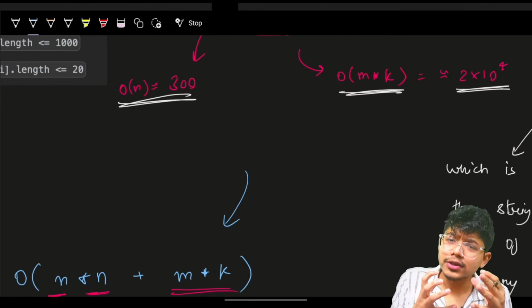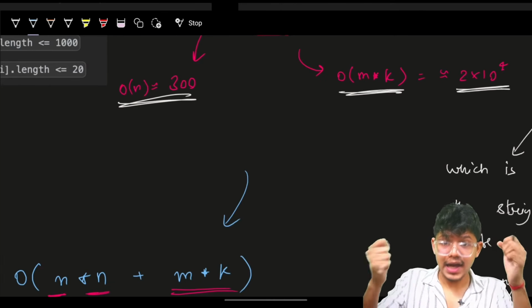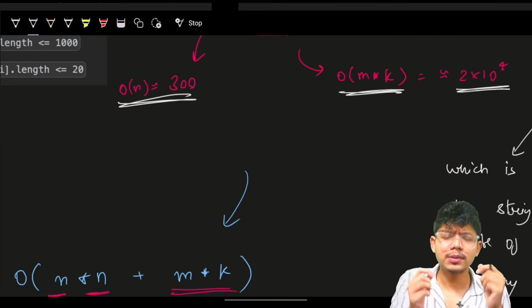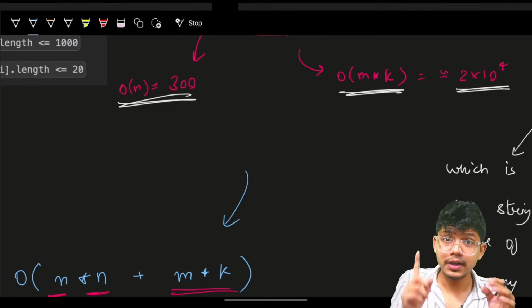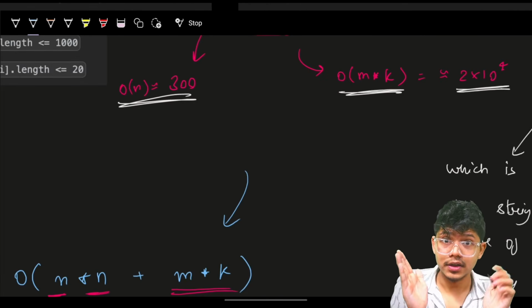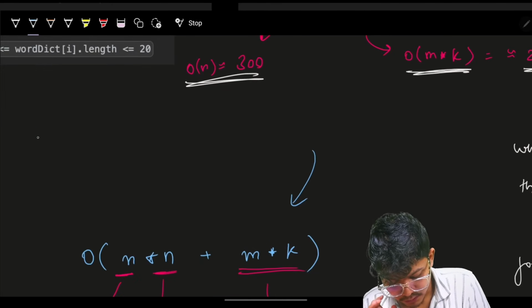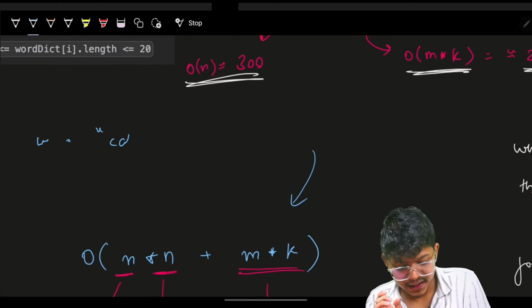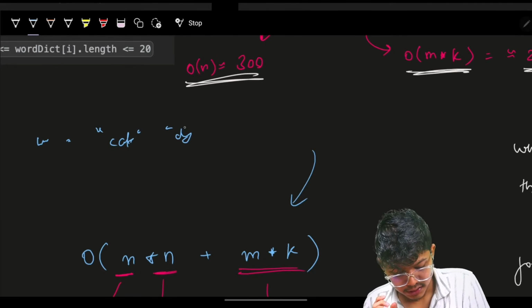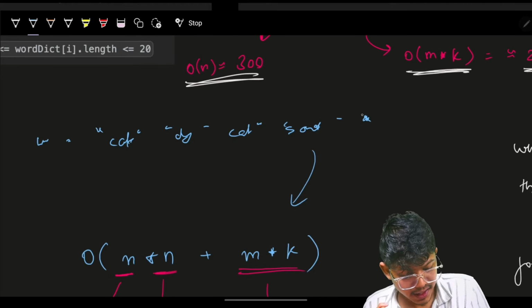You have to pre-compute something; the match should be as soon as possible. If it is not possible to match, I should be able to break out as soon as possible, and I should be able to compare every word in the word dictionary simultaneously. What I mean by that is, in my word dictionary, as you remember, we had cats, dog, cat, sand, and so on and so forth.